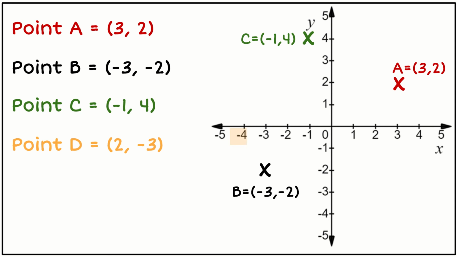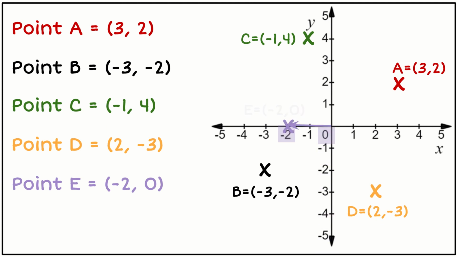Point D is an x value of 2 and a y value of negative 3. When we find where they meet, there's our coordinate point D. Point E, this has an x value of negative 2 and a y value of 0. So this is on the x-axis itself.